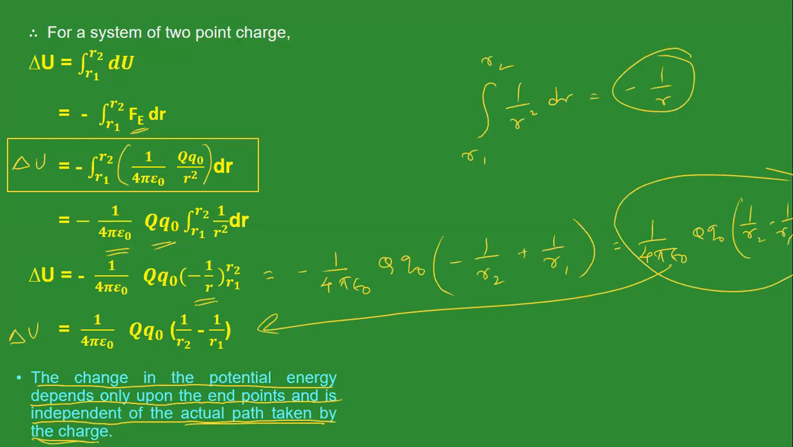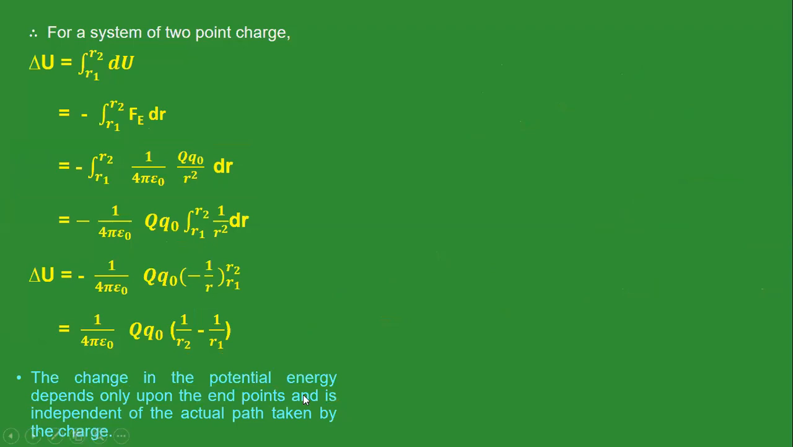It is independent of the actual path, meaning how the charges are displaced from one point to another point. Based on that actual path, it is independent. So it depends only on the end points. Here you can see R1 and R2 is mentioned, so point A and point B, these are the points. Okay. Now, I hope you understood this derivation.